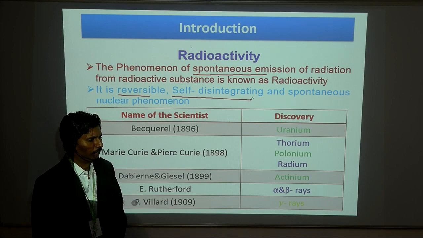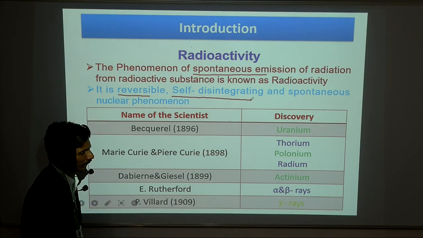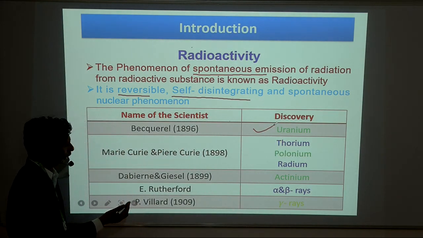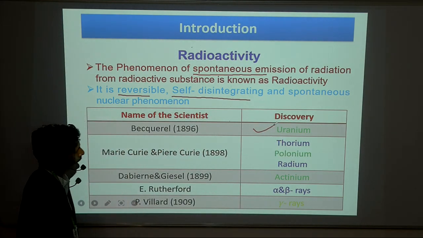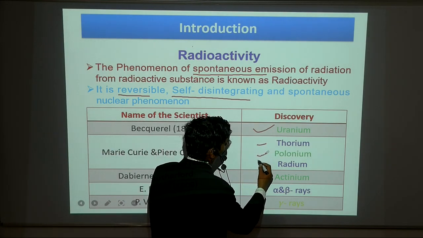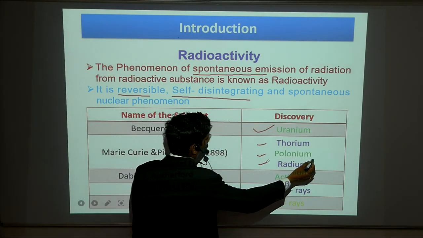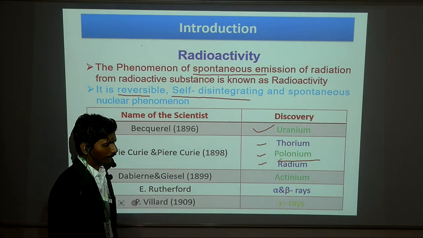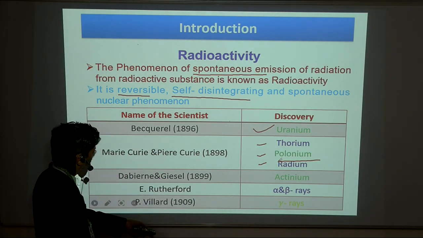Way back in 1896, Becquerel discovered the uranium element. Marie Curie and Pierre Curie discovered thorium, polonium and radium. For the discovery of polonium, Marie Curie and Pierre Curie got the Nobel Prize. Like this, there are various phenomena.